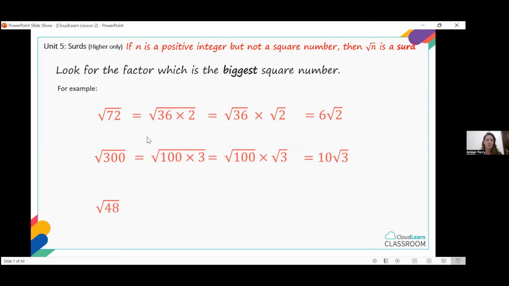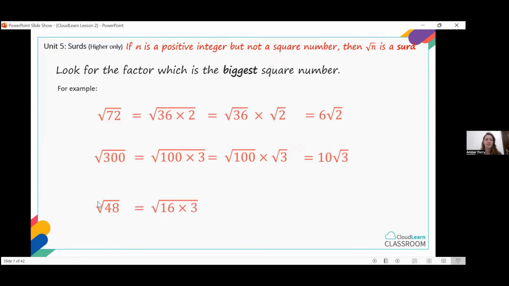And let's just do one more. So we've got root 48. Again, quite a few square number factors here. 4 goes into it. Okay, 16. So what's the biggest square number factor there? And that one is 16.